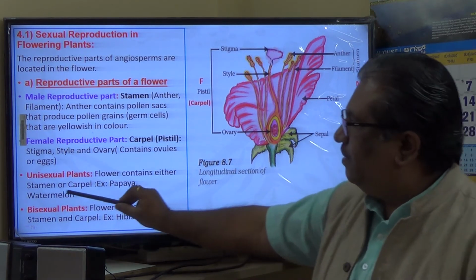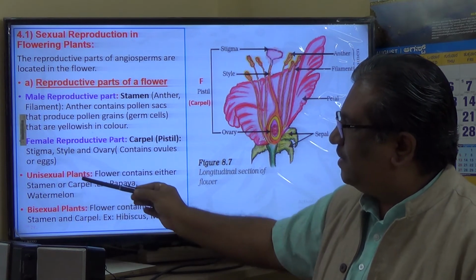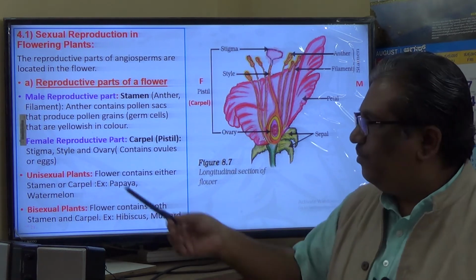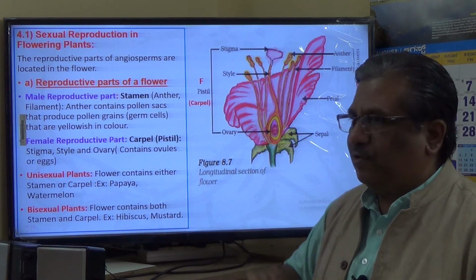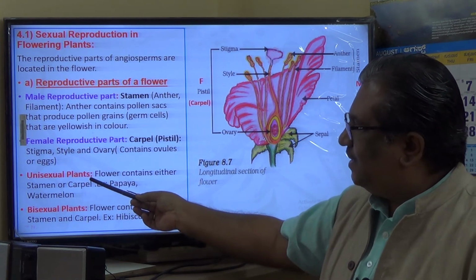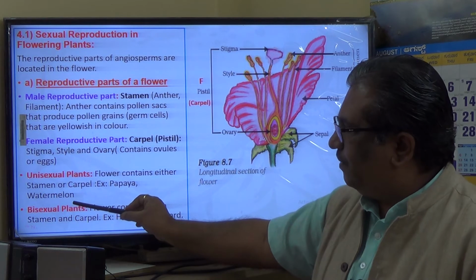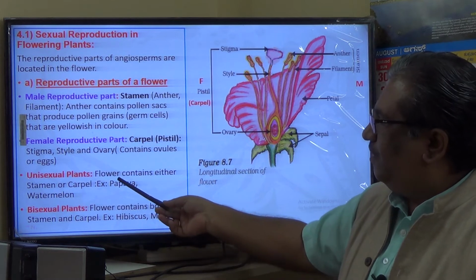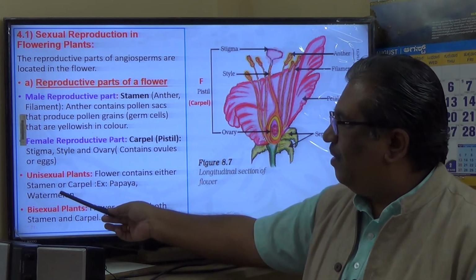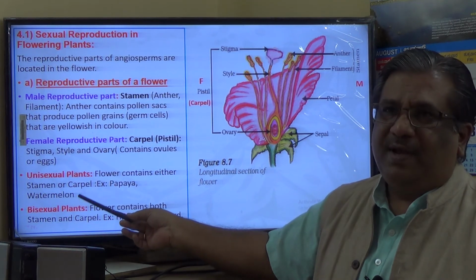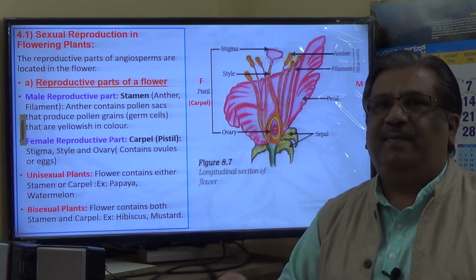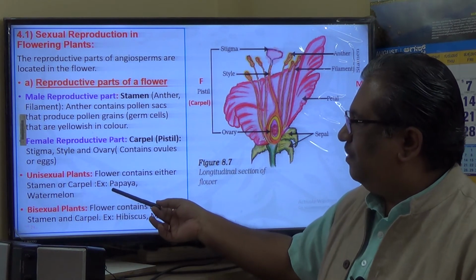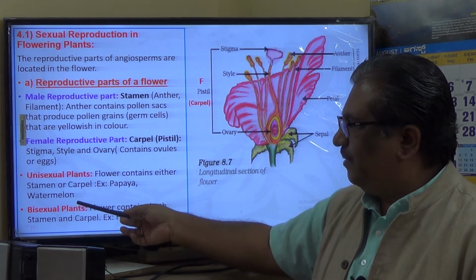Here, two important points have been given. There are two types of plants: unisexual plants and bisexual plants. Examples of unisexual plants are papaya and watermelon. The flowers contain either a stamen or a pistil, or carpel, either a male reproductive part or a female reproductive part, but not both. Therefore, examples of unisexual plants are papaya and watermelon.